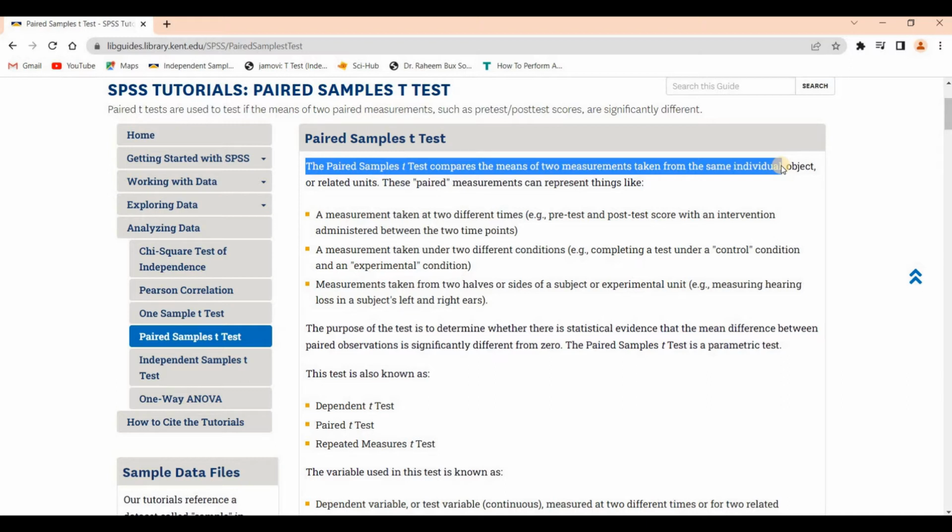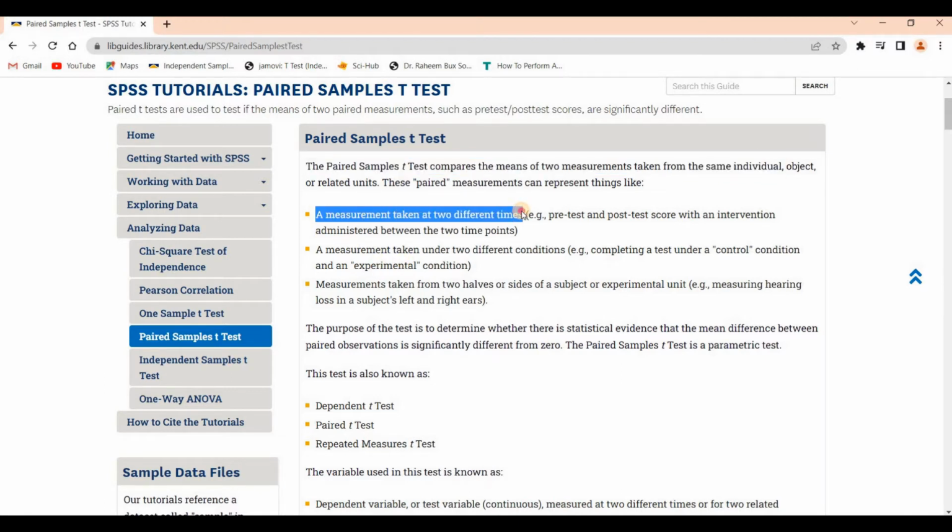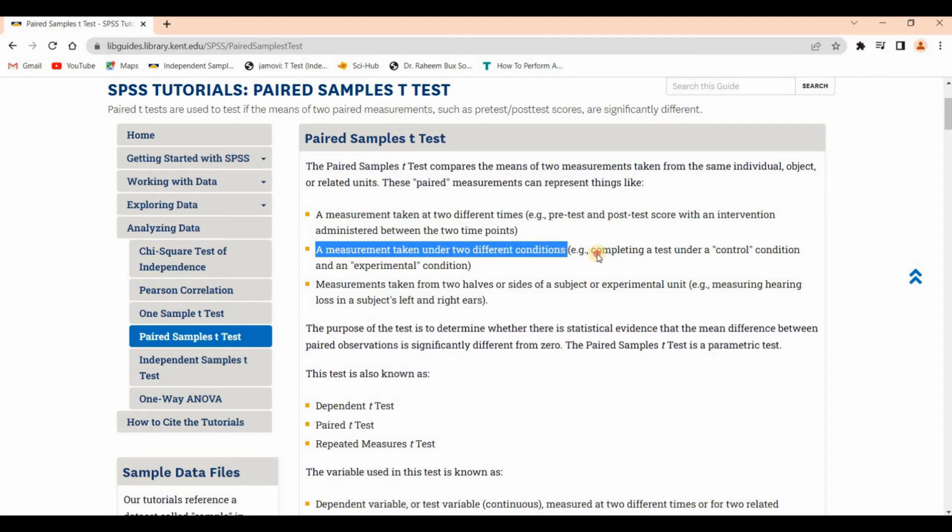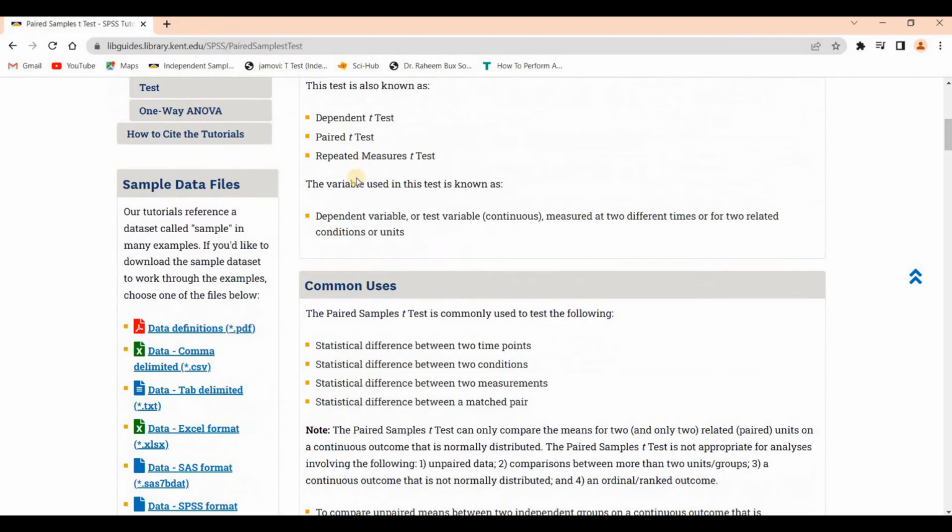This type of test is called paired. As is clear from the name of the test, paired sample, where you are getting a sample in a pairing, and a measurement taken at two different times. One important thing is like the pre-test and post-test, and the measurement taken from two different conditions, completing a test under a control condition and an experimental condition. These are the different names of this test: dependent t-test, paired t-test, and repeated measures t-test.